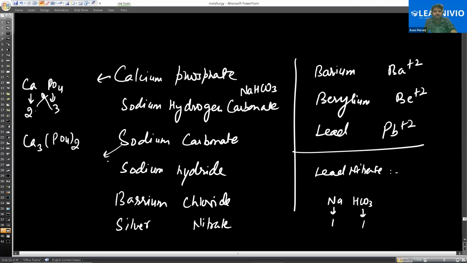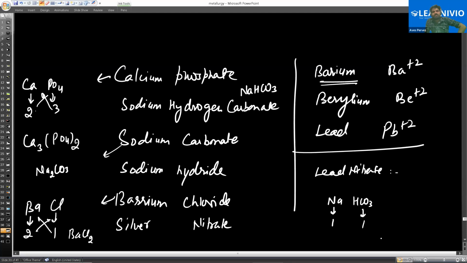Yes, tell me the formula for sodium carbonate. Sir, Na2CO3. Na2CO3. Yes. Sarah, barium chloride. What's the formula for barium chloride? Barium has valency 2, written here, and chloride has 1. So you cross multiply these two. 1 never multiplies. So we write it BaCl2.